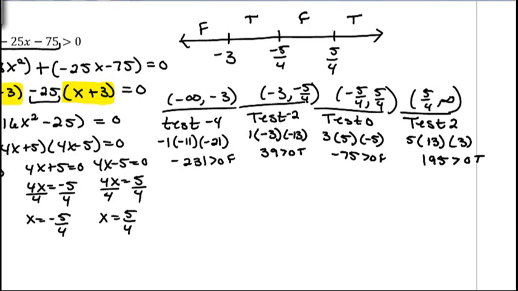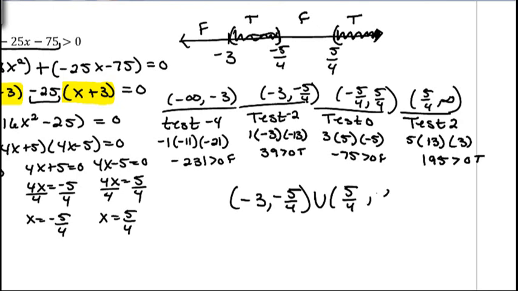So it's the two intervals that tested to be true, round brackets, because we have no equal sign. So shade the line to the right of 5/4 and the arrow also, and then the interval from negative 3 up to negative 5/4. So our solution as an interval is negative 3 to negative 5/4, union 5/4 to infinity.